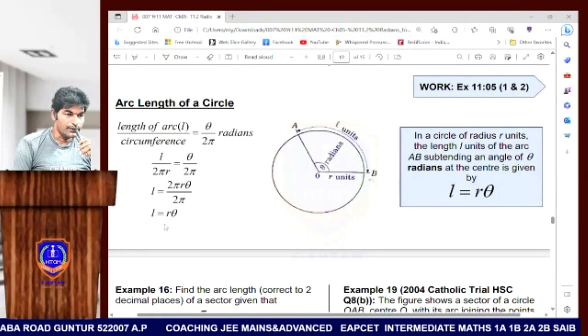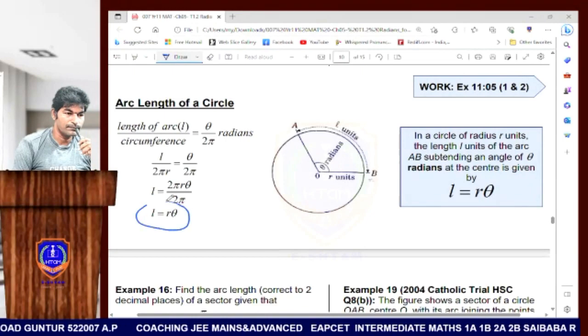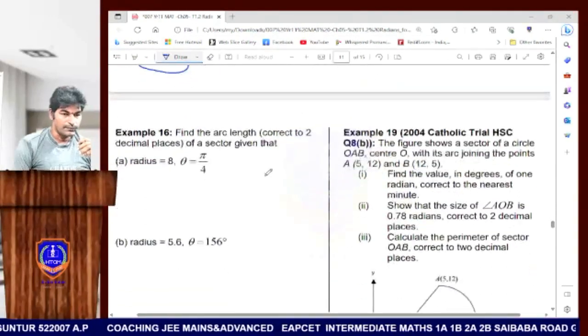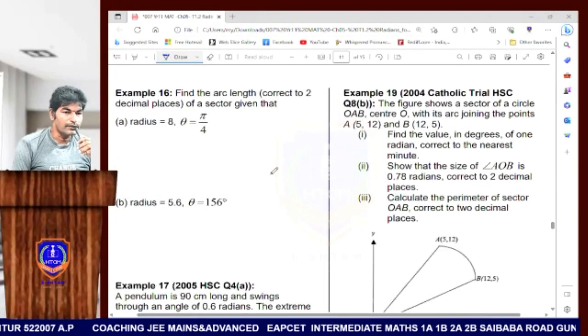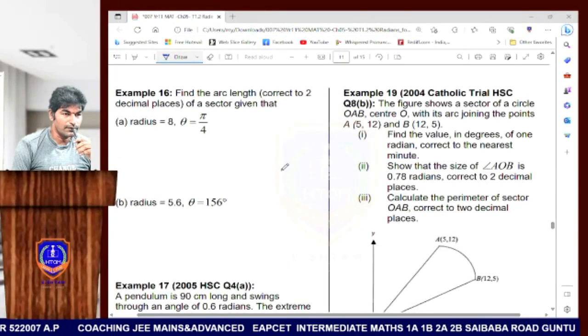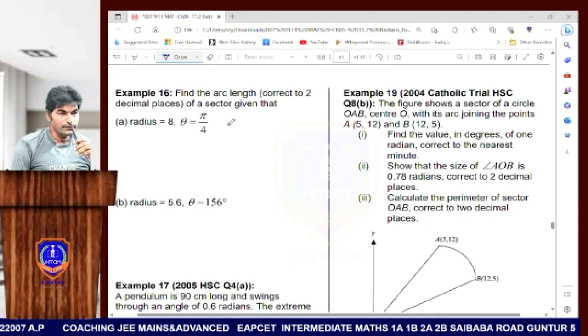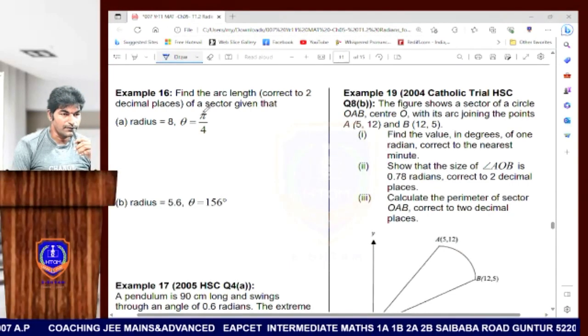L equal to r theta. Remember this one. L equal to r theta. Now we will practice some questions regarding it. So let's consider the first one.